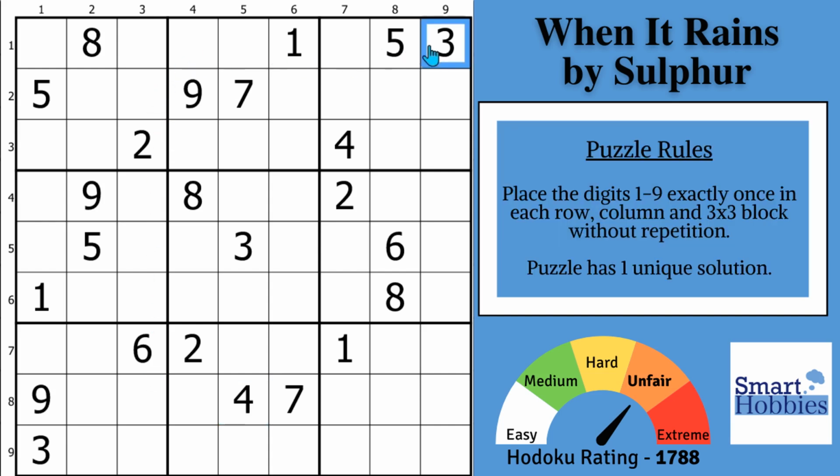Where can a 2 go here in row 1? Can't be here or here because of this 2. Can't be here because of this 2, and it cannot be here because of this 2. The only place a 2 can go in row 1.